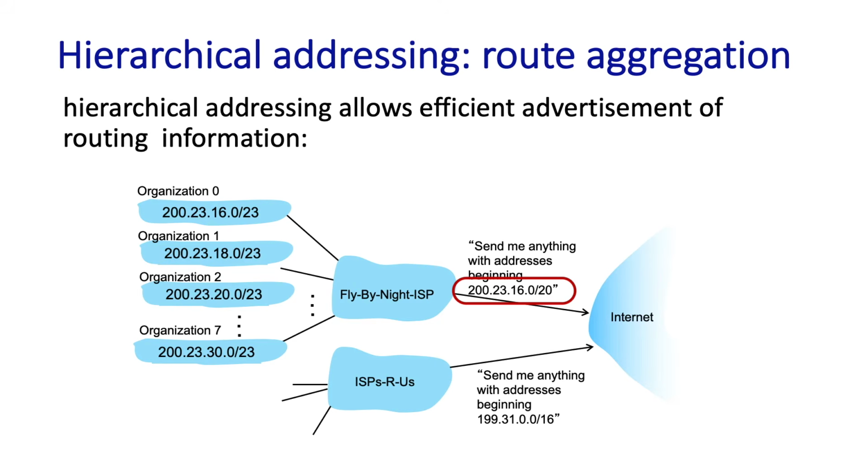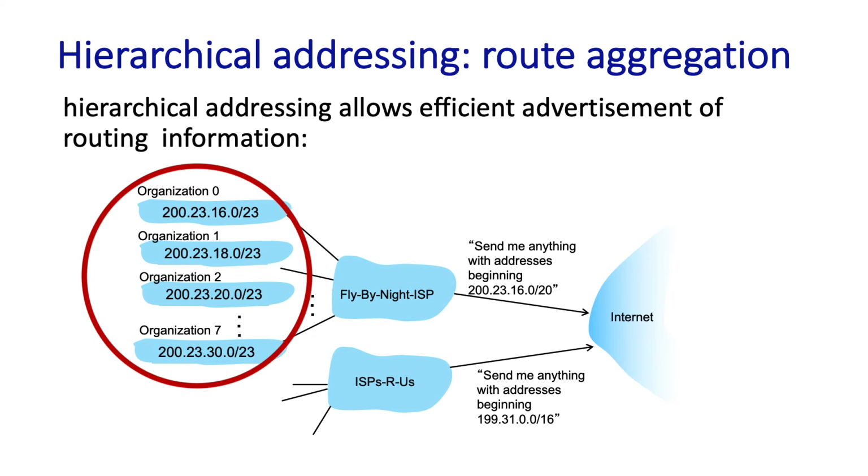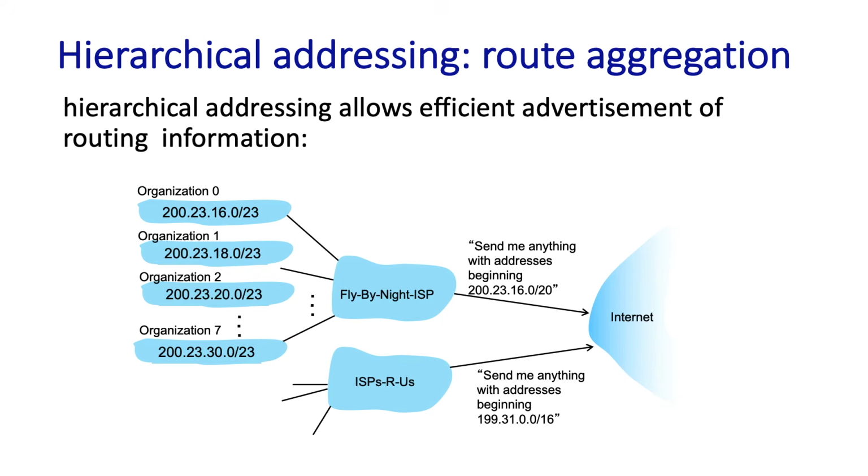This single advertised address prefix will be sufficient for the rest of the internet to be able to route to the 2 to the 12th addresses in this ISP's address range. This is an example of what's called address aggregation, sometimes also called route aggregation or route summarization. Note that in this figure, the second ISP, let's call it ISPs are us, says, hey, send me anything in the address range 199.31/16. We'll come back to this in just a second.